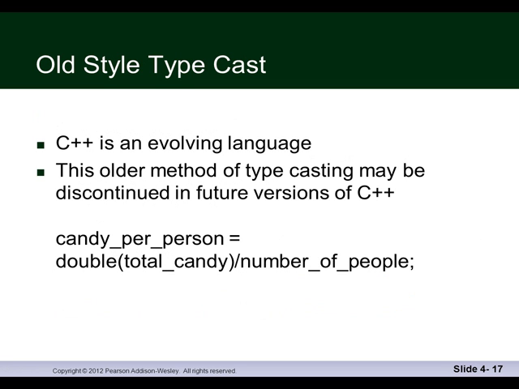What is the other way of doing it? You can multiply one of these by 1.0. Remember, if you're doing any kind of a calculation, it's going to promote that. So if I multiply total candy by 1.0, that's going to be double. And because this is double, this is going to be promoted to double. Remember, this is going to happen only while doing the calculation. It's not going to affect the total candy or number of people. They're still going to be staying as an integer.